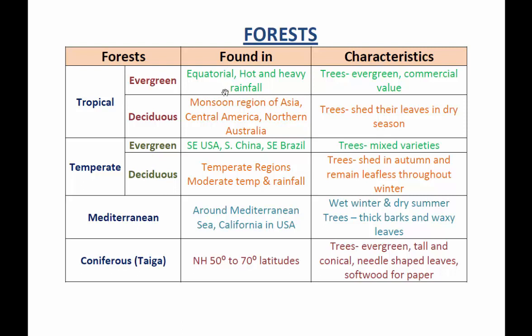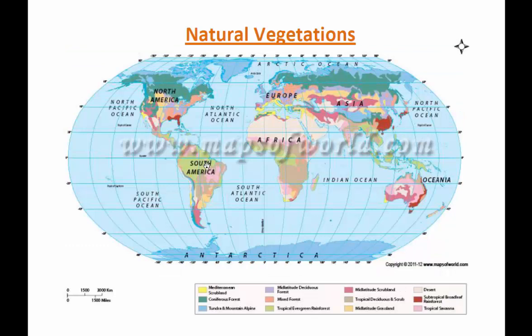The first one is tropical evergreen forests. These tropical evergreen forests are found in the equatorial regions, in a place where there is a hot climate and where they have a heavy rainfall. Alright, so from this map you can see the portion which has been shaded in green color in South America, in western part of Africa, in most of the Southeast Asian countries, including some parts of northeastern part of India. These are all tropical evergreen forests.